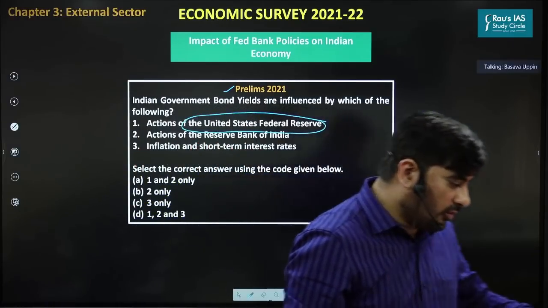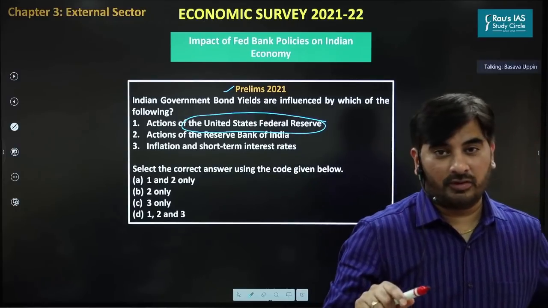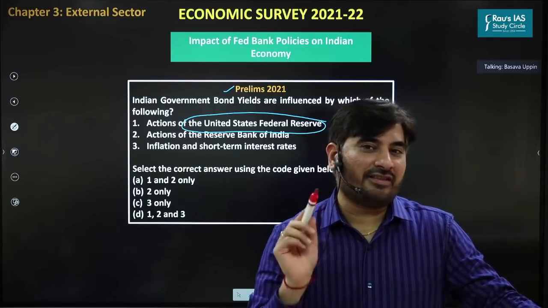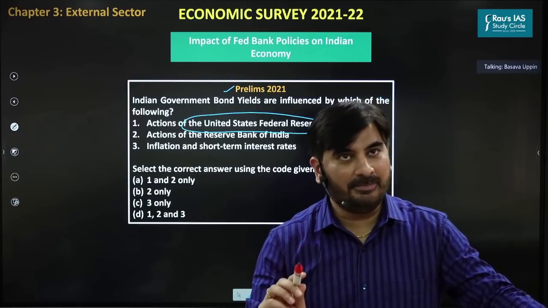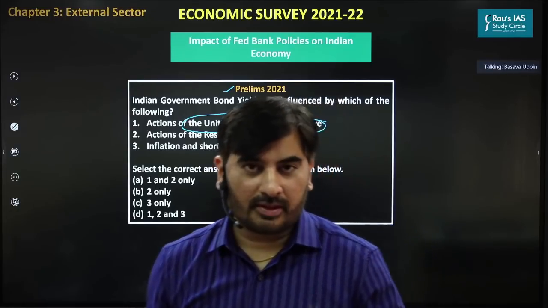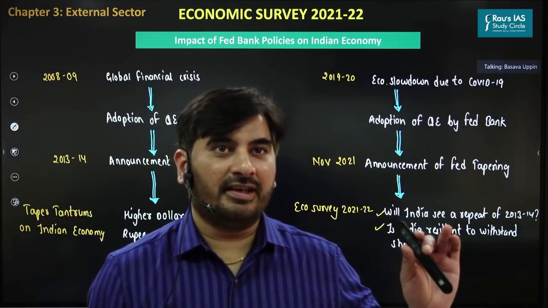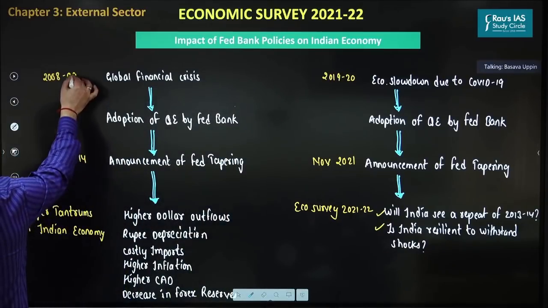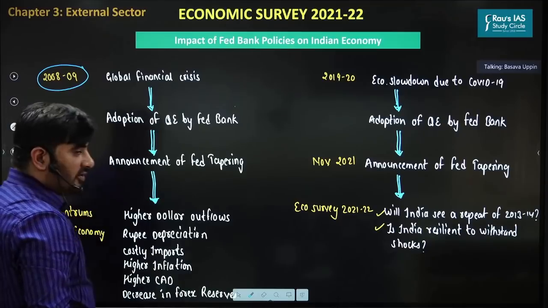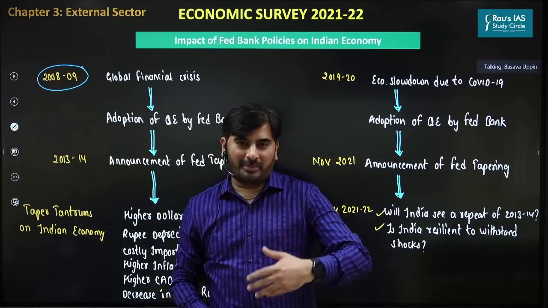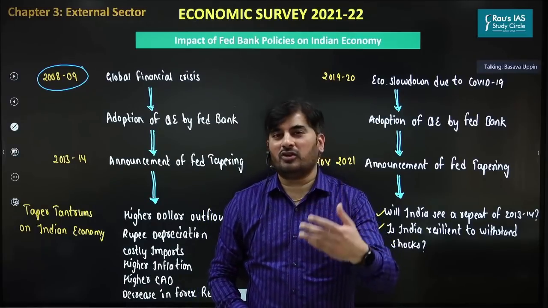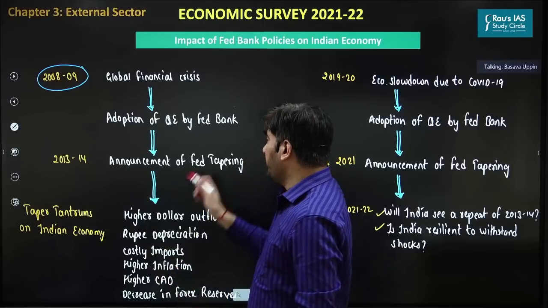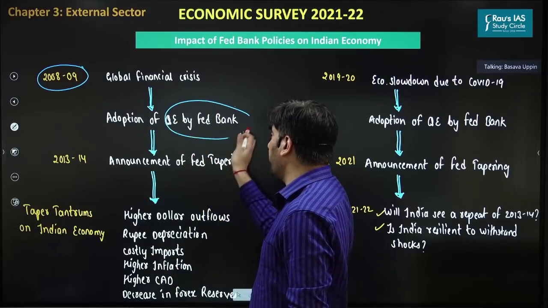So what we are going to do here is, we'll first understand the background to this particular story, and then we will understand the impact of US Fed Bank policies on the Indian economy. Clear? So let's discuss the background. I hope you're able to see the screen, all of you. Now, focus on this side first. The year was 2008-9. This was the year when the global economy, including the US economy, was affected by the global financial crisis. Because of which the US Fed Bank then adopted the quantitative easing policy.